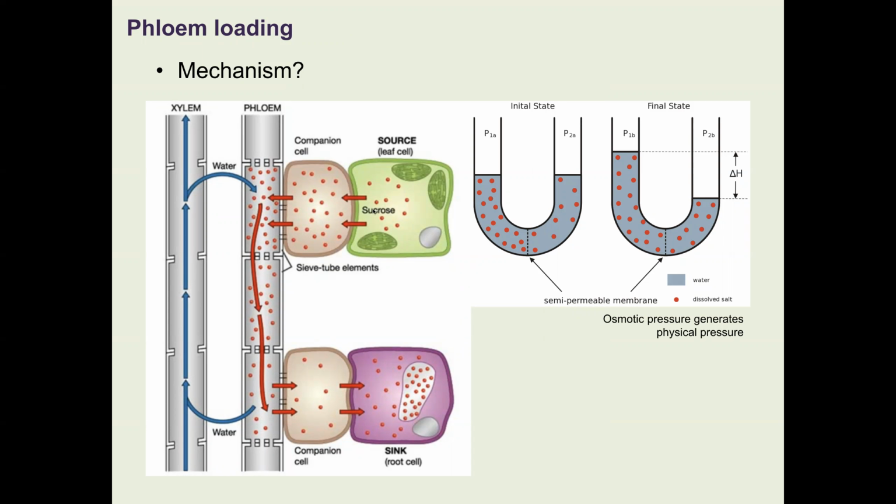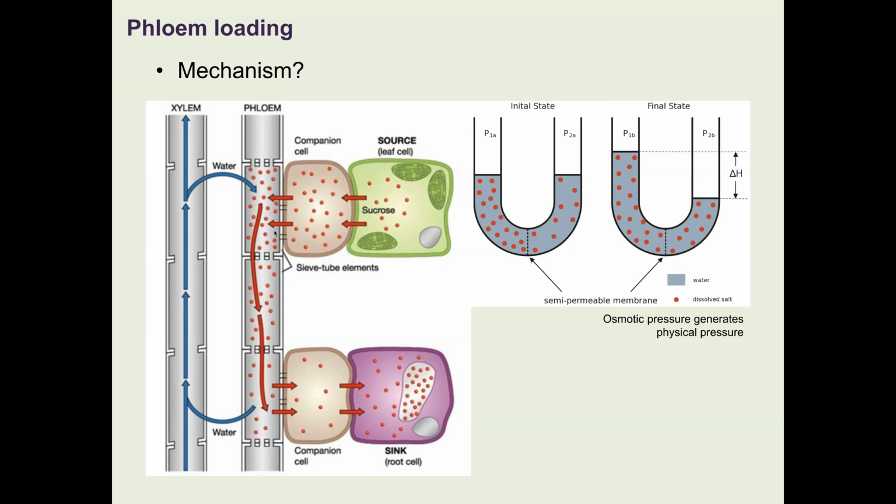So the sugars are coming from the leaf cells, and their long-term destination, let's say, is a root cell. The process of moving the sugars down the plant is a process of osmosis and physical pressure. This is a cell that's often associated with phloem cells. It's called a companion cell. This can actively pump these sugars and other resources into the phloem cell.